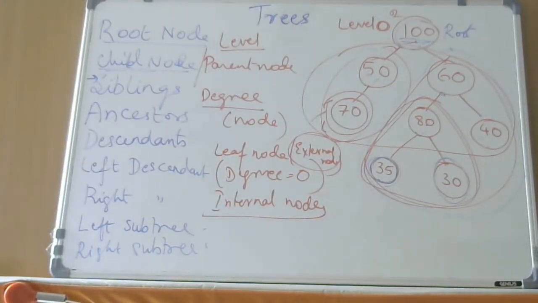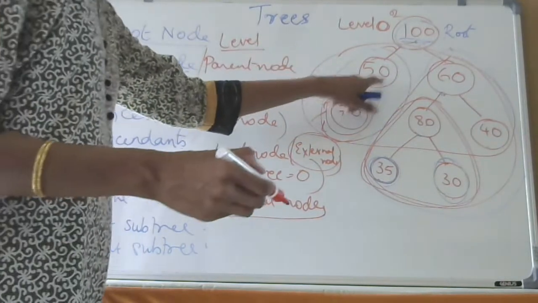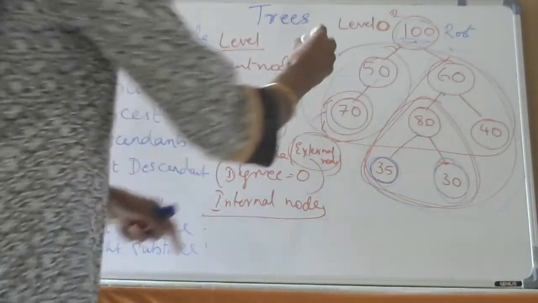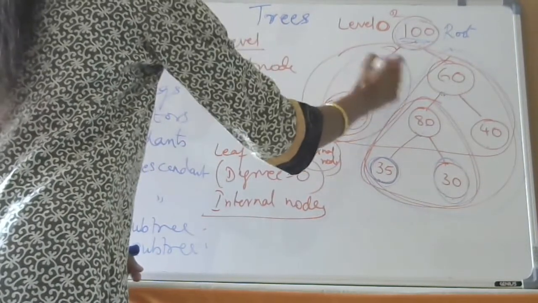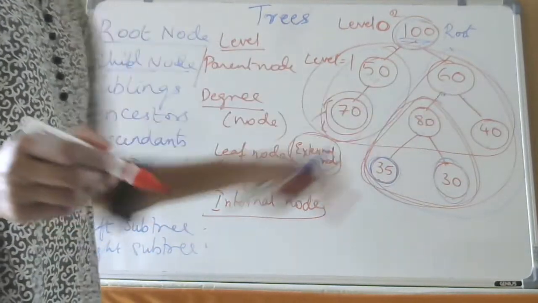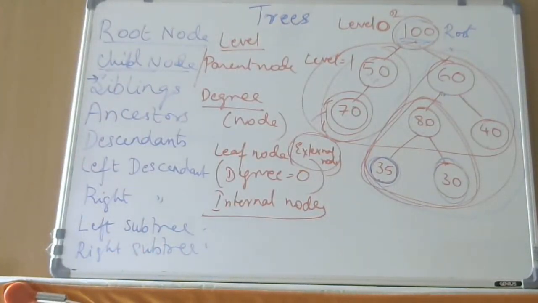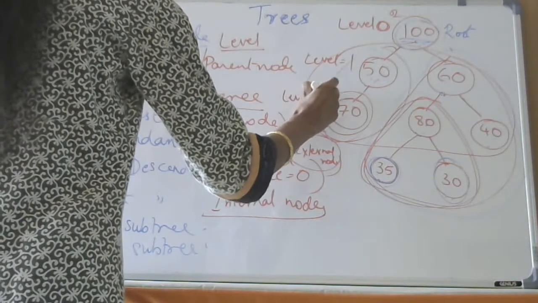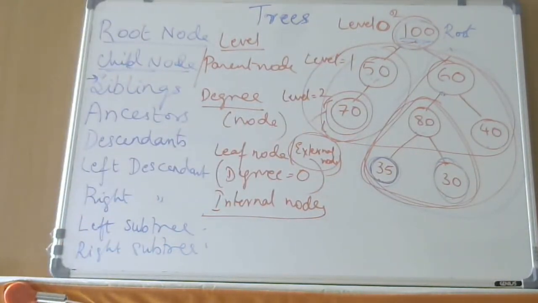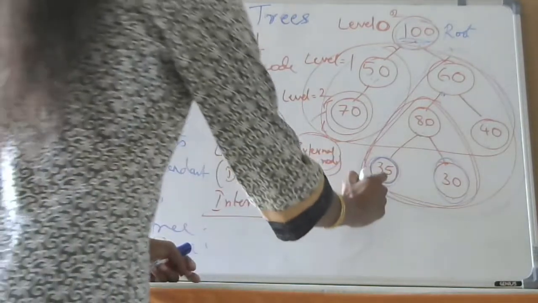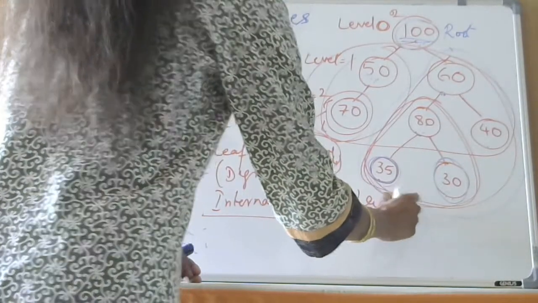The nodes 50 and 60 are at level 1 from the root node. So, a distance of 1 from the root node. So this level is 1. Similarly, 70, 80, 40 are at a distance of 2 from 100, the root node. So it is always taken from the root node. So this level will be equal to 2. Nodes 35 and 30: 0, 1, 2, 3. Correct? So this will be at level 3.